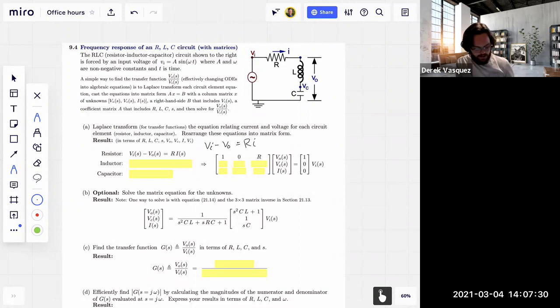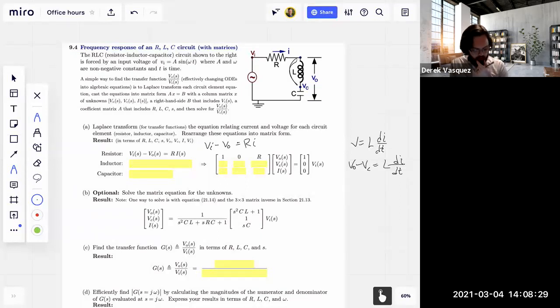That is right. So for an inductor, your voltage drop over the inductor is equal to L times, not the integral, but the derivative, di dt. So we're going to take the Laplace transform of this. Our voltage drop over the inductor is right here: it's VO minus that node VC. And that's equal to L times di dt.